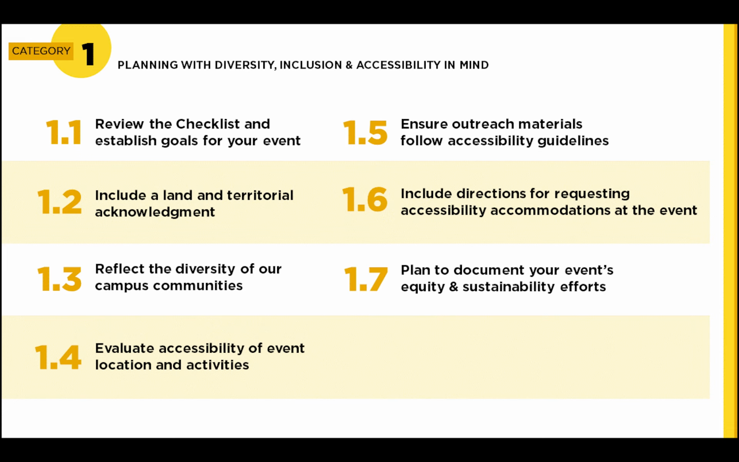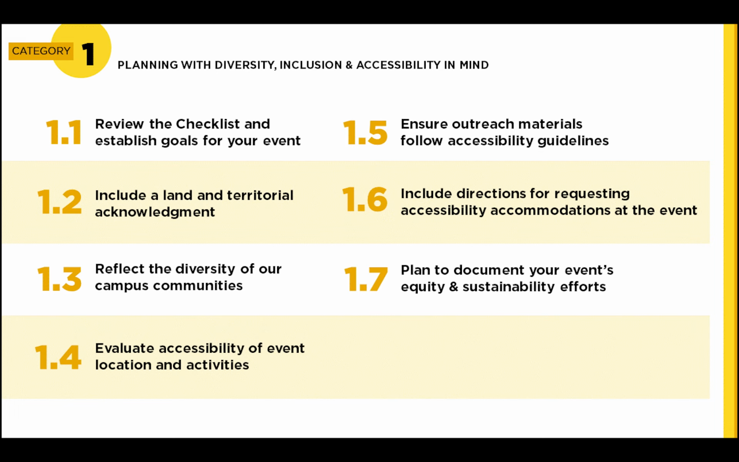The first one, 1.1, we start off by reviewing the checklist to determine which action items are applicable and can be incorporated into your event planning efforts. That's the first step. 1.2 talks about if your event format allows, you can incorporate a land acknowledgement. It helps people learn about Indigenous history and signals respect for the First Peoples of this land where the campus now sits.